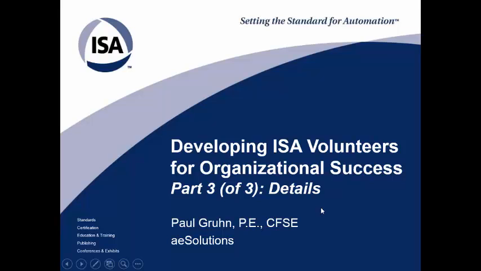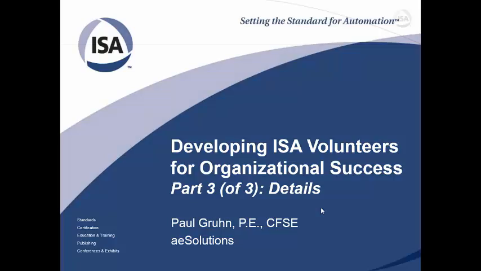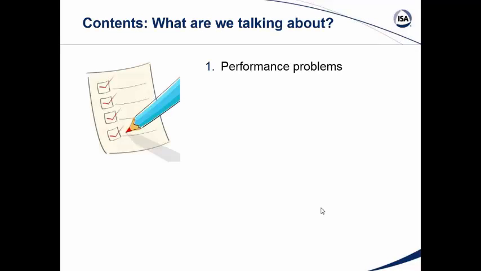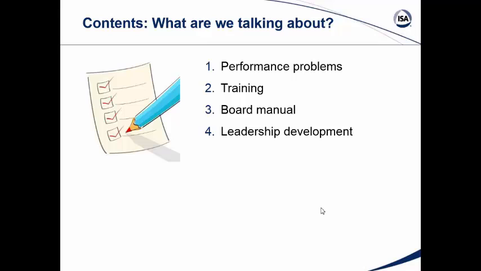Welcome to part 3 of this 3-part series on developing ISA volunteers for organizational success. Here in part 3, we'll cover some details: performance problems, training, a board manual, leadership development, and additional references.